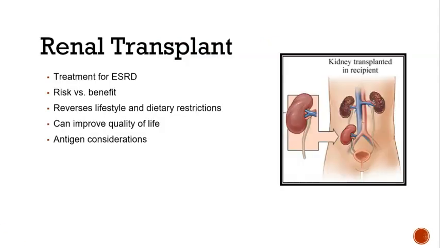Another way to treat chronic kidney disease stage 5 or end-stage renal disease is for your patient to get a renal transplant. Of course, before your patient gets an organ transplant, we're going to look at the risk versus benefits, and we're going to consider antigen matching to see if their body is likely to even accept the organ.